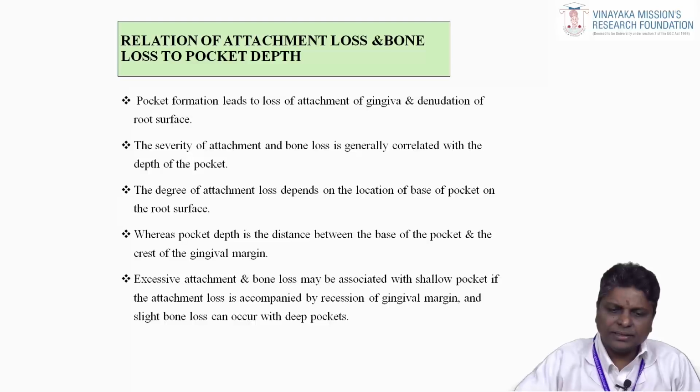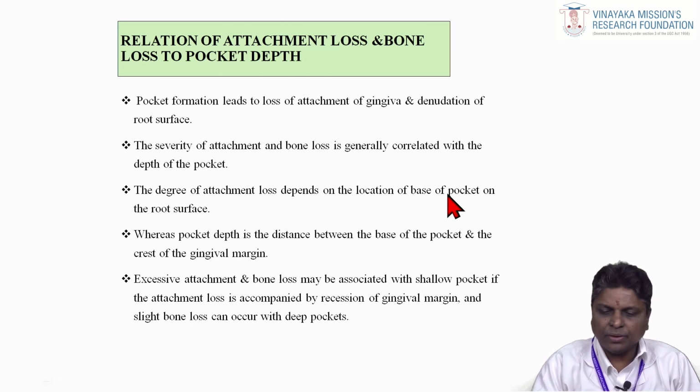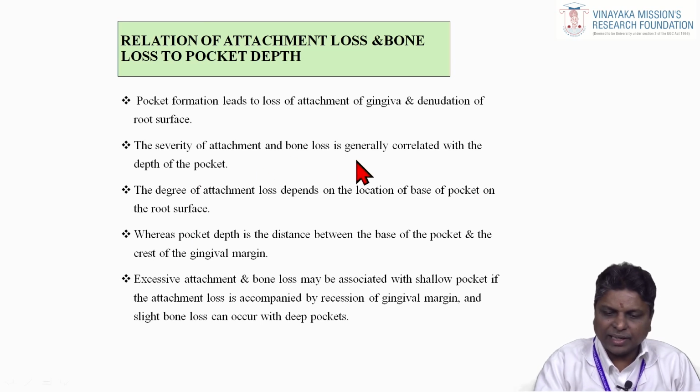Next is the relationship of attachment loss and bone loss to the pocket depth. You know what a pocket means? The pocket is a pathological deepening. The degree of attachment loss depends on the location of the base of the pocket on the root surface, but the severity of attachment loss is generally correlated with the depth of the pocket.